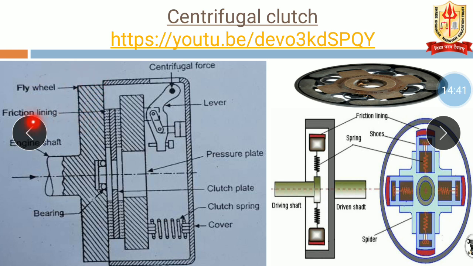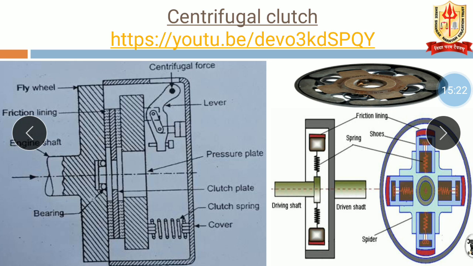This is the flywheel, this is the frictional lining, we have the engine shaft through which the engine is going to supply the power. Then we have the bearing, then this is the centrifugal force lever, then we have the clutch spring, then this cover and this pressure plate. The working principle of this clutch is the same, it works on friction only, but the pressure which is applied by this centrifugal clutch is due to centrifugal force only.